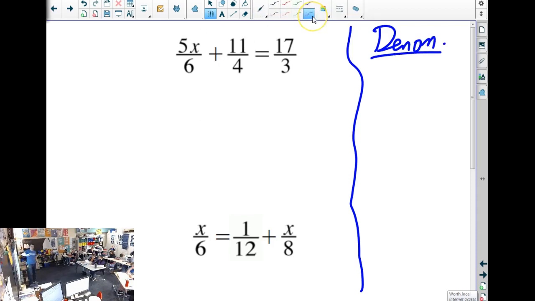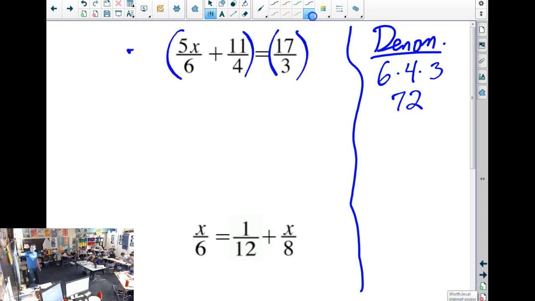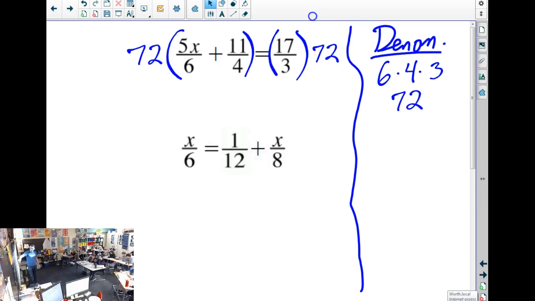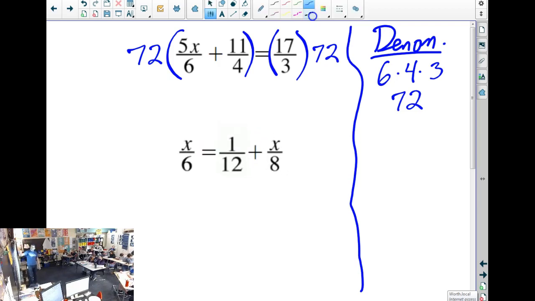Not denominator, but denom. Our denominators are 6, 4, and 3. So all combined together, 72. Whatever the product of your denominators, that will be your multiplier. So when we look at part B, 6, 12, 8.